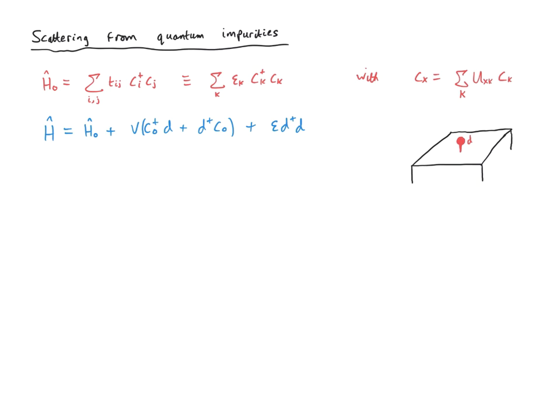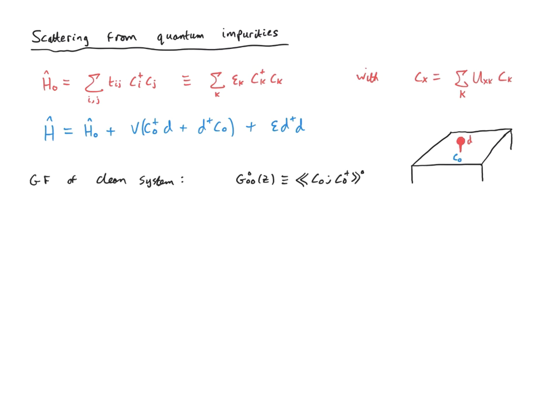Here we see that the full Hamiltonian of the perturbed system is H0 plus the tunneling V between a chosen site, which again I'll call C0, and this additional site D. I'm also giving the quantum impurity its own level energy epsilon. So this is a bit different from the previous example because our impurity D is not actually a part of the Hilbert space of H0.